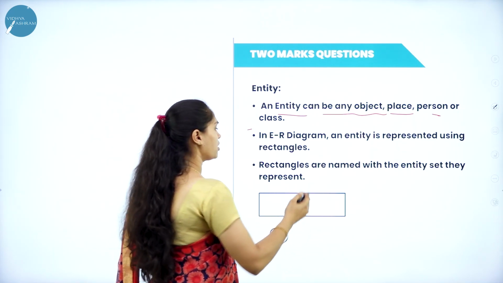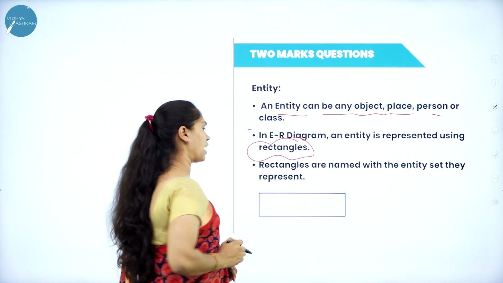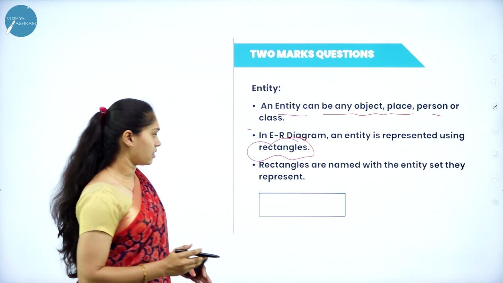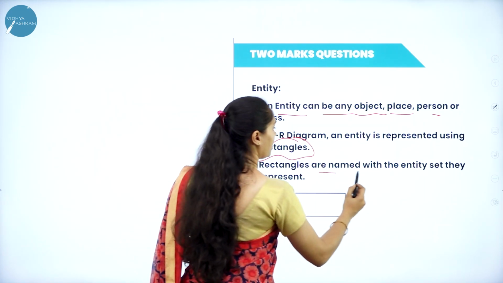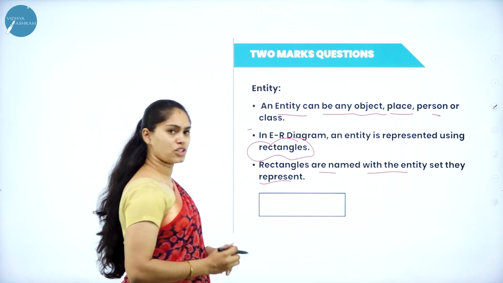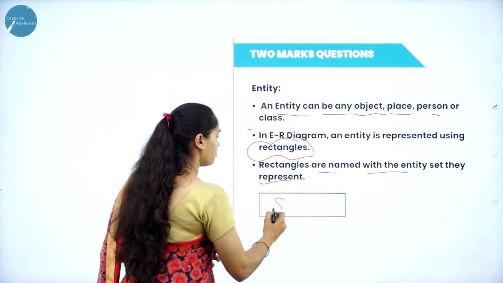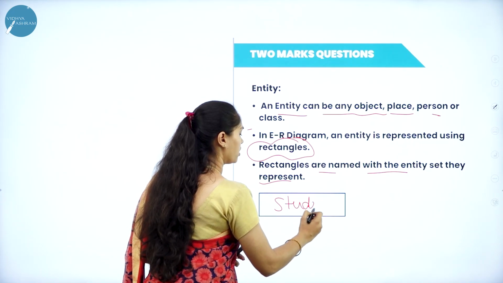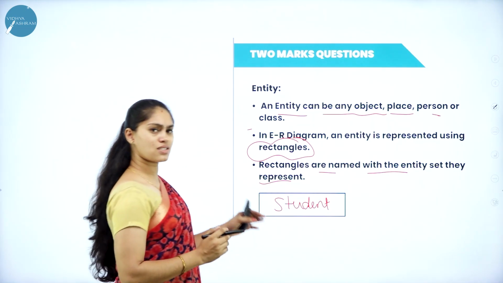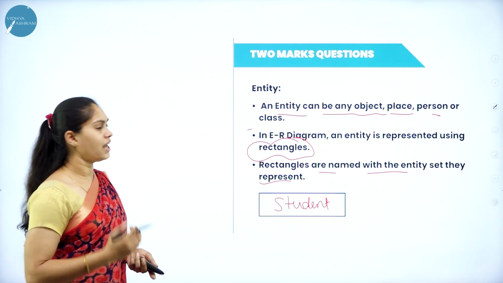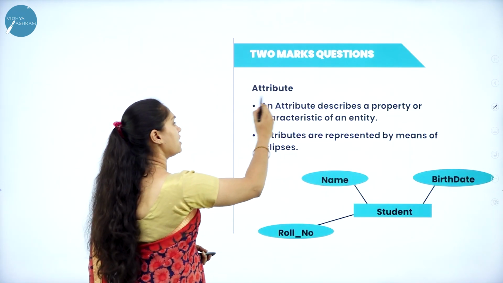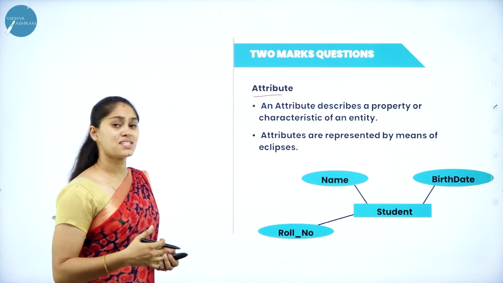Then how are we going to represent this entity? That too with the help of a rectangle. So the rectangles are named with the entity set they represent. For example, if I am taking a student as my entity, then within this rectangle box I am just going to write student. So this is how we represent an entity. Next we have attribute here. Attributes are nothing but its properties.